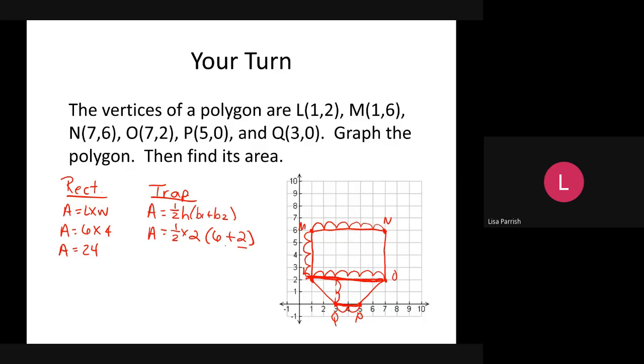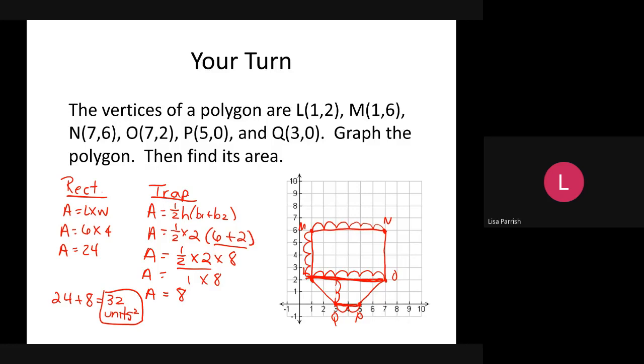Okay, remember you do parentheses first. 1/2 times 2 times 6 plus 2 is 8. So now I'm going to take half of 2 again, which is 1. And 1 times 8 is 8. So now I found the area of the trapezoid is 8. Remember, last step, add the 24 and the 8 together, and I get 32 units squared. Remember, we do not know if it's feet or anything, so we can use the word units squared.